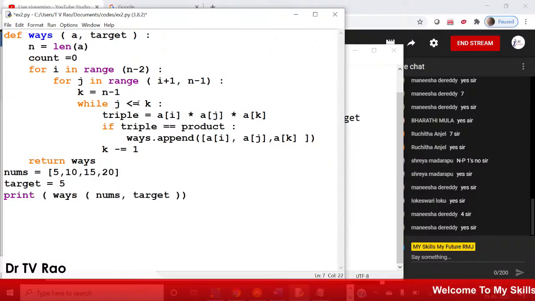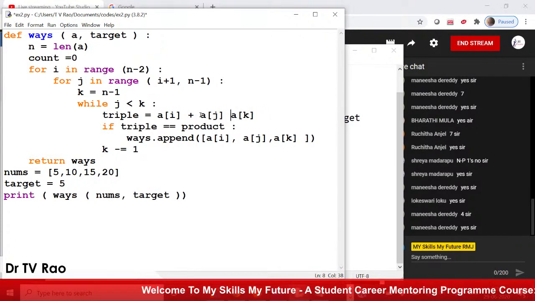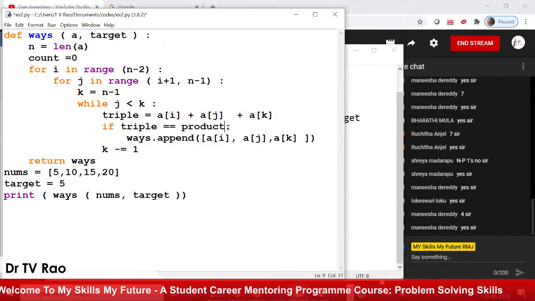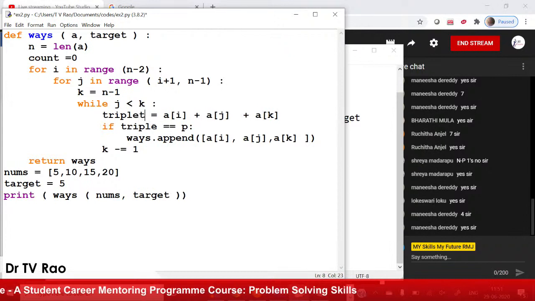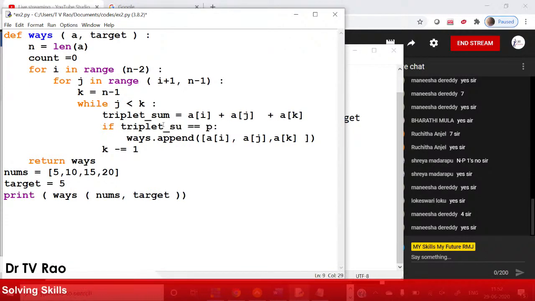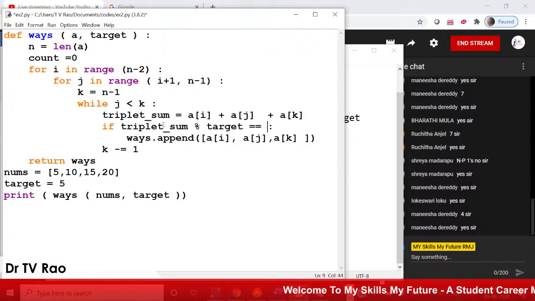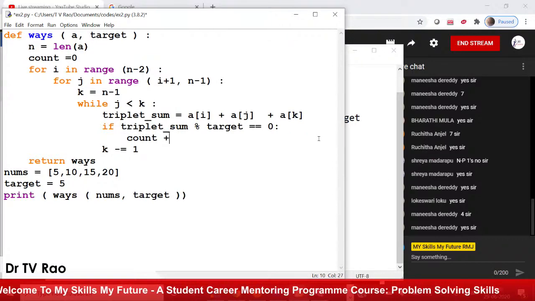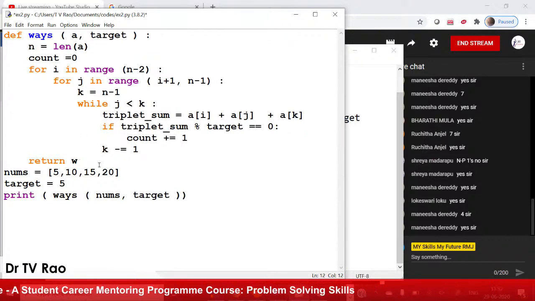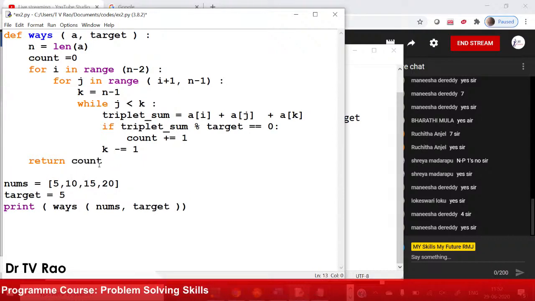Start from i plus 1. Now here remove j equal to k. Here the triplet is sum. Okay, here the condition is: if the triplet sum modulus target equal to 0, then increase count by 1. Okay, now return count. Is this clear?